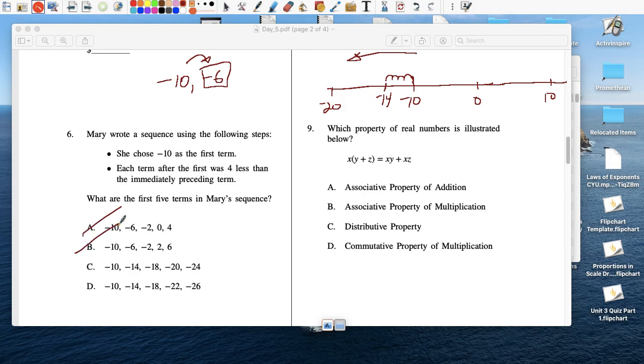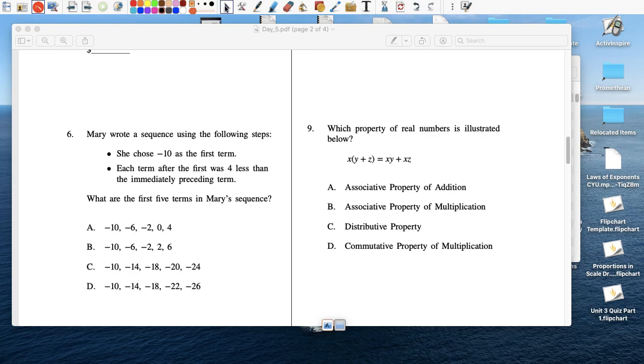So A and B you don't even have to worry about. Both have negative 10, and both have negative 14 as the second term, which is correct. And 4 less than that would be negative 18, so that's good. From negative 18, if you go 4 less, that's 4 more units to the left: 19, 20, 21, 22. So the next term after that would be negative 22. So that's already incorrect. Just be careful.